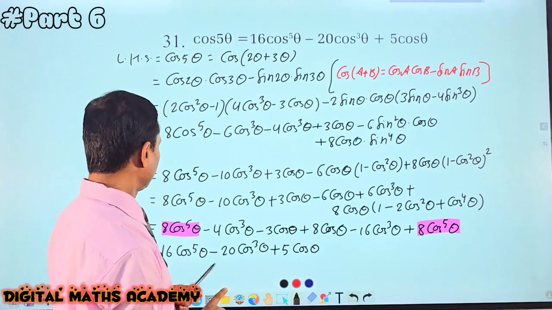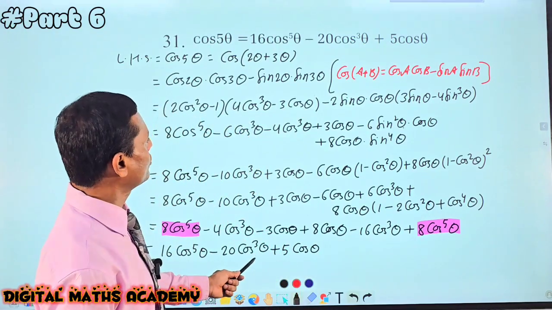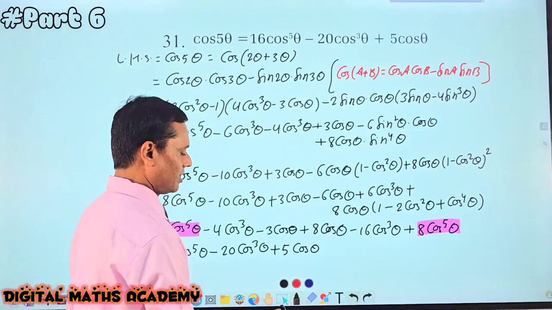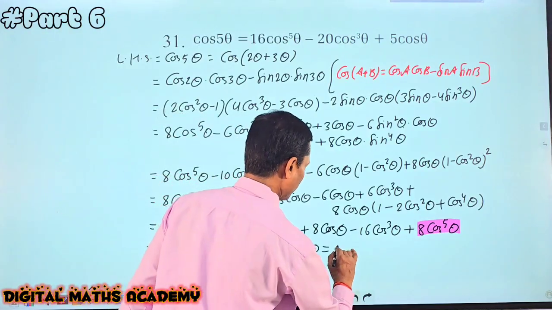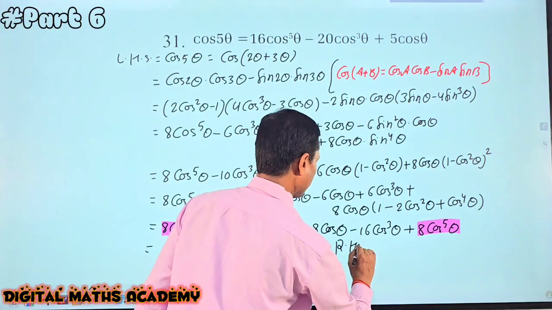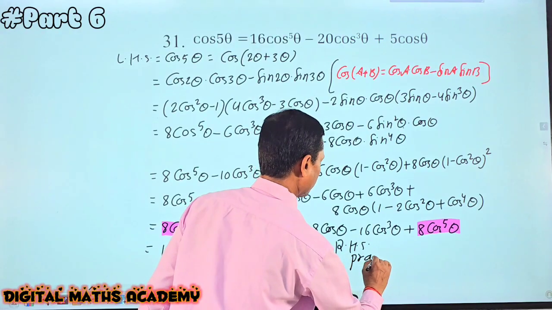Look at the right hand side. 16 cos to the power 5 theta minus 20 cos cube theta plus 5 cos theta. Yes, this is our right hand side, so we can write left hand side equals right hand side.